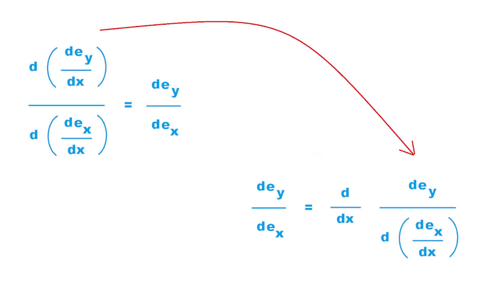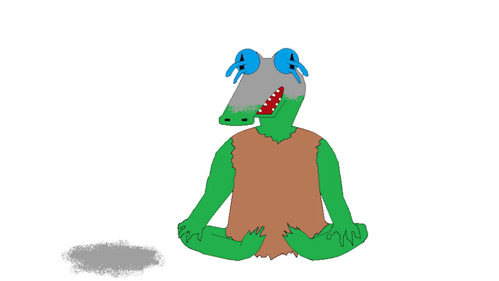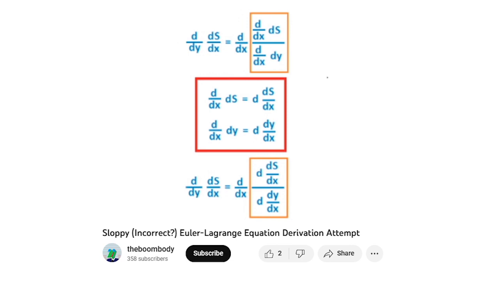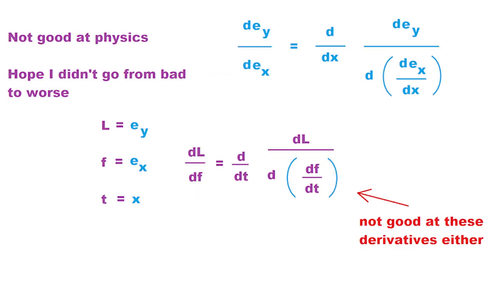Now, we rewrote the blue equation by simply looking more closely at the notation and changing the order of the differentiation. Well, big deal. So what? Well, I'm going to once again try to force a square peg into a round hole and say that EY equals L, EX equals F, and DX equals DT. If we make those substitutions, it sure looks like the Euler Lagrange equation to me.